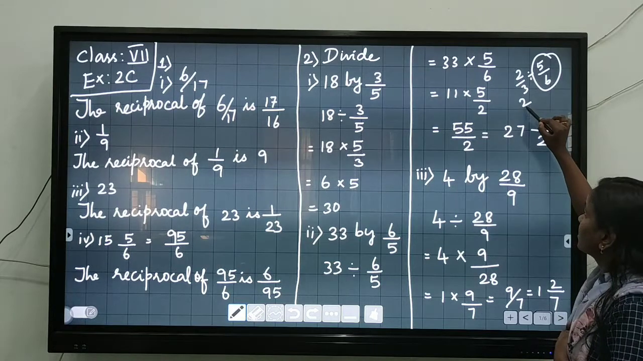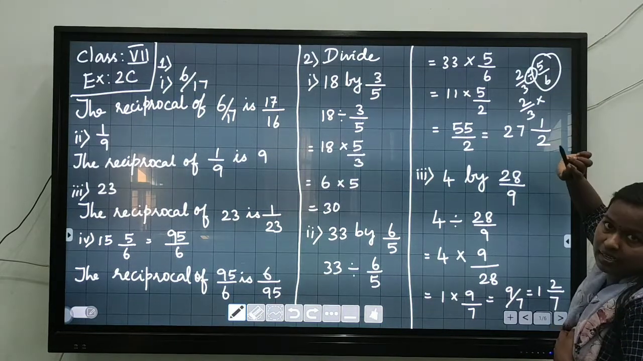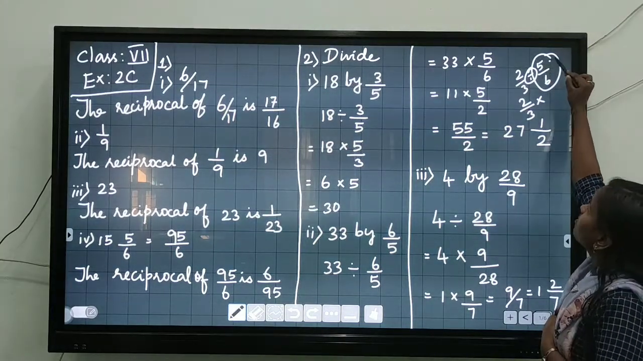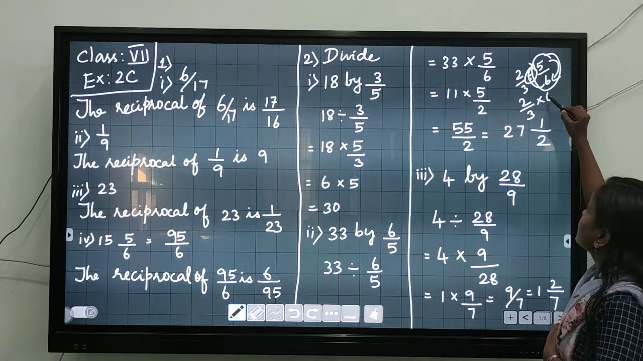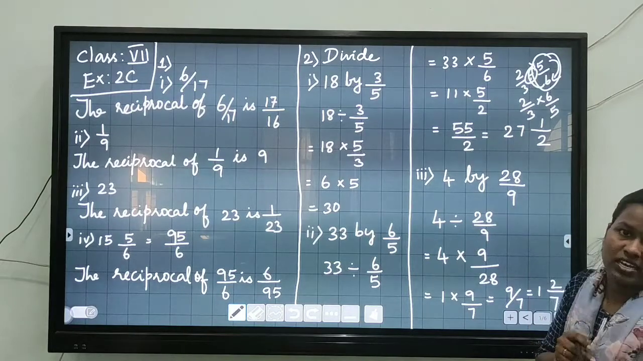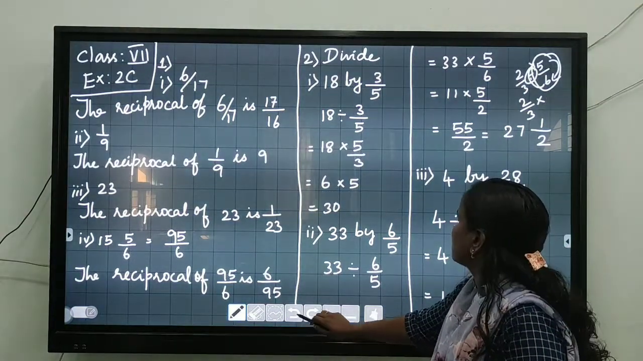So keep that 2 by 3 as it is. So this division will become multiplication. Then we have to change the terms. So 5 will come in the denominator, 6 will go to the numerator. So you will get 6 by 5. Now you know how to multiply the fractions. In the same way do the multiplication here. Like this you have to do this exercise fully.